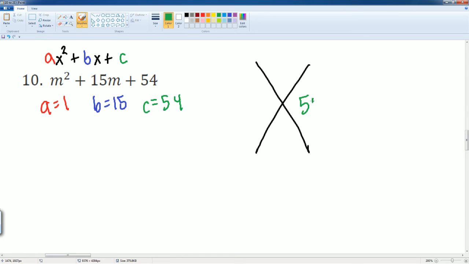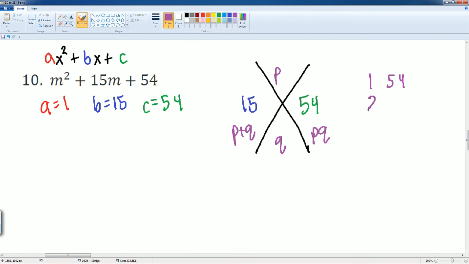We want to find two numbers that multiply to make 54 that add up to 15. So the P and Q have to multiply together to make 54. P plus Q has to equal 15. Let's go over our possibilities. 1 and 54. There's no way I could add that to make 15.